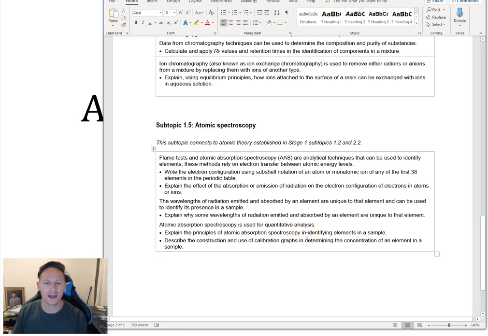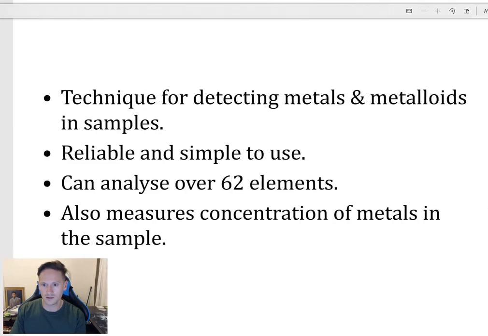Quantitative means we're looking at how much of a particular element might be in a sample. And that involves explaining the principles of AAS, so how it works, and then the construction and use of calibration graphs. So we'll cover that a little bit in this video. All right, so let's get into it.